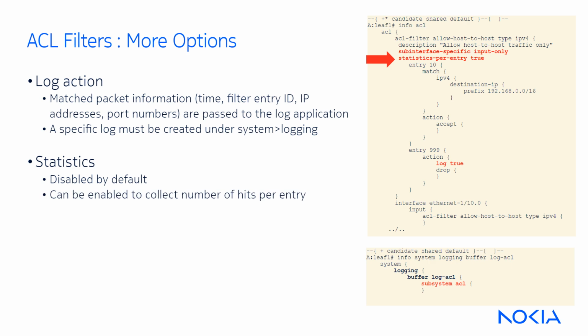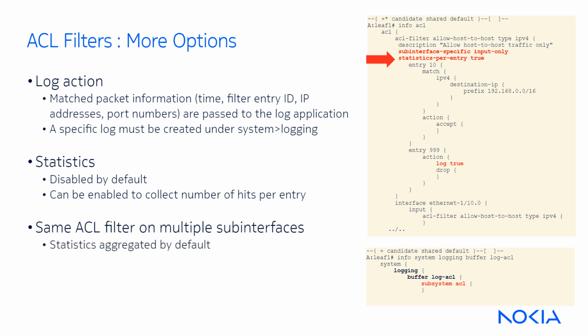In our training lab use case, we have assigned the ACL to one interface, but each ACL can in fact be assigned to multiple interfaces. In this case, the match count statistics will be the aggregated count for all the interfaces using the same ACL filter. To change this behavior, we can enable subinterface-specific statistics. You will then see a separate match count for each entry and for each interface.